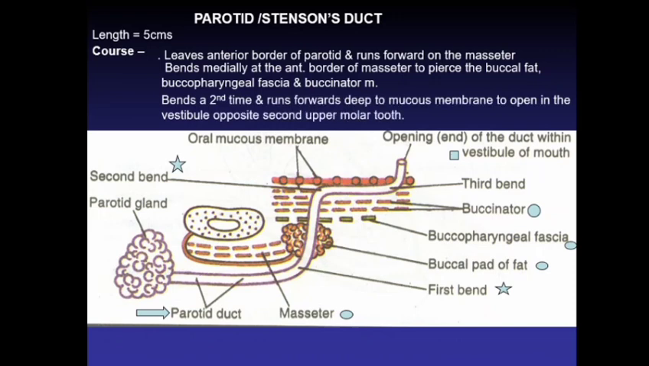Now in the diagram we'll see the course of the parotid duct or Stenson duct. It leaves the anterior border of the parotid gland and runs forward on the masseter. It bends medially at the anterior border of masseter to pierce the buccal fat, buccopharyngeal fascia and buccinator muscle. It bends for the second time and runs forward deep to the mucous membrane to open into the vestibule of the mouth opposite the second upper molar tooth.